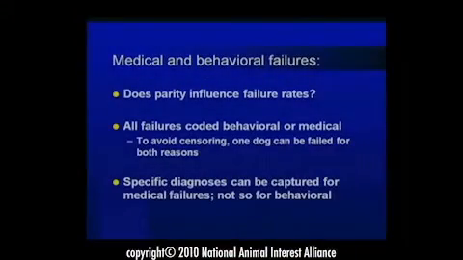So all of our failures are coded either behavioral or medical, and to avoid the problem known as censored data, a dog can fail for both reasons. In other words, a dog that is failing for hip dysplasia still receives a rating. Would it have passed behaviorally, or would it have failed behaviorally? So a dog can have hip dysplasia, but also be a behavioral failure.